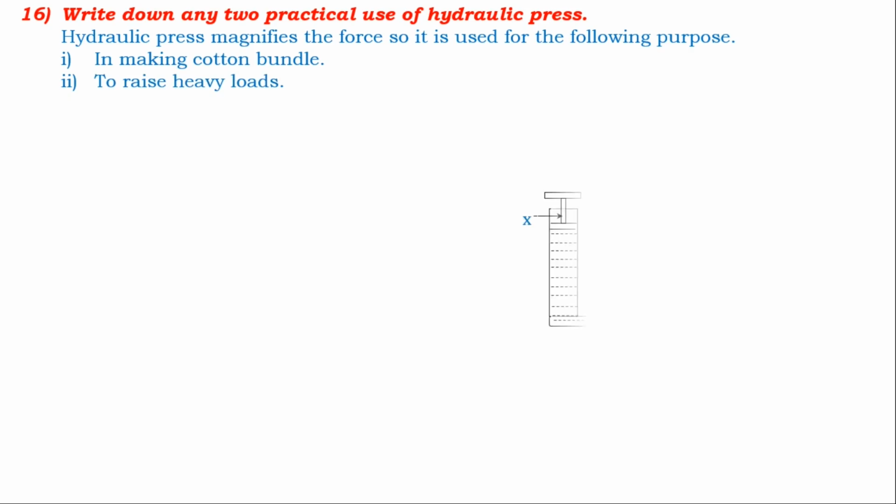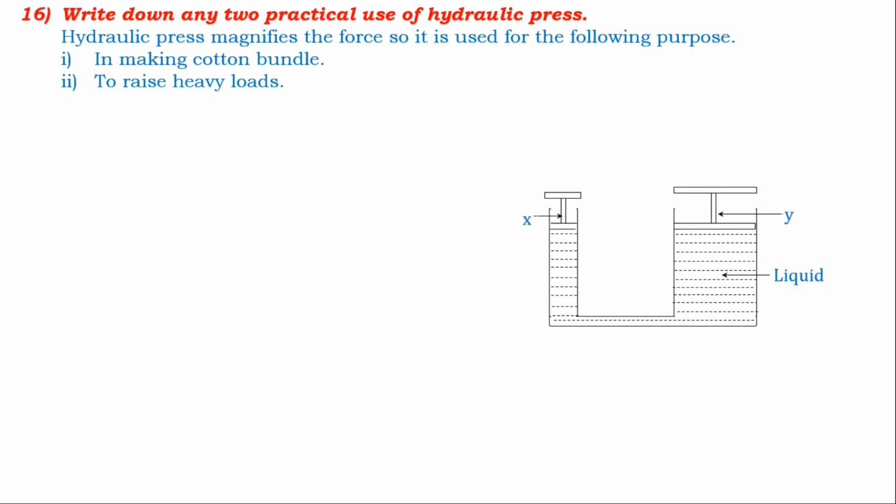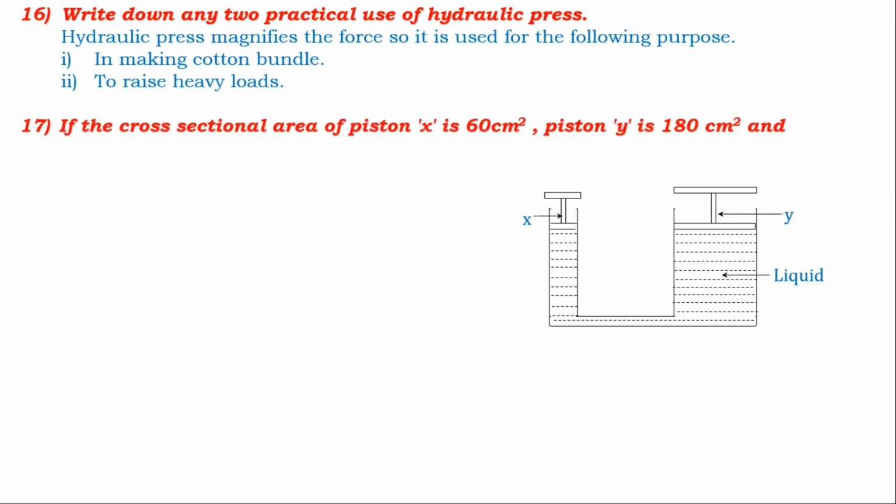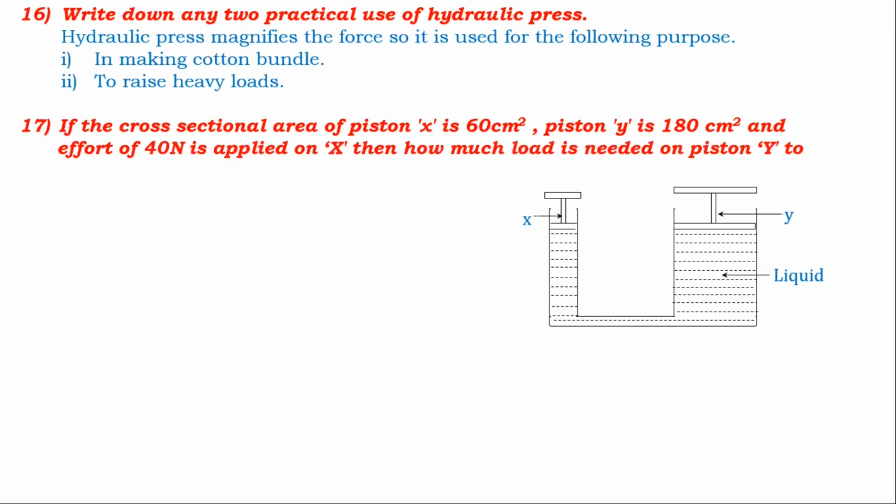Now next question. This question is related to a diagram. That's why I am showing the diagram. Now the question is, if the cross section area of piston X is 60 centimeters square, piston Y is 180 centimeters square, and an effort of 40 Newton is applied on X, then how much load is needed on piston Y to balance it? Now this is the question.